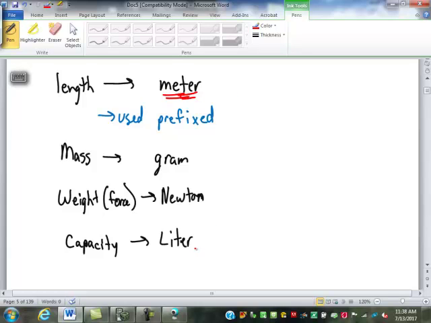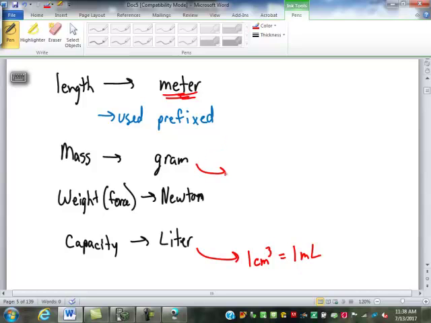1 liter, in order to make the conversions easy, was defined to be 1 centimeter cubed is equal to 1 milliliter. We'll go over what a milli and a centi are in a little bit. But they actually defined the units for capacity off of the length unit. So if you use the lengths to calculate a volume, you can very quickly and simply convert it to a capacity.